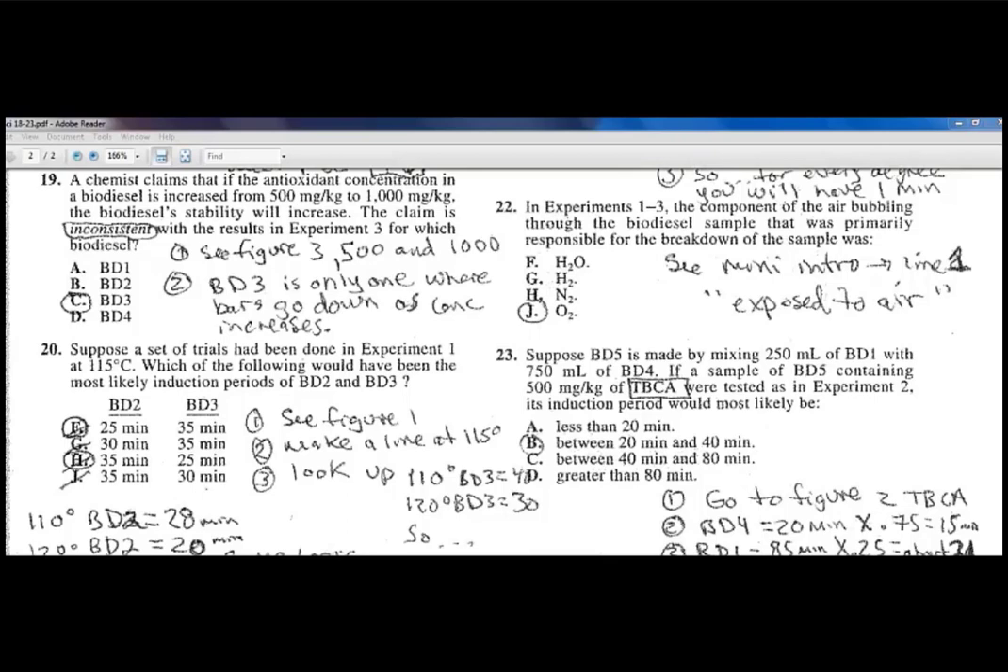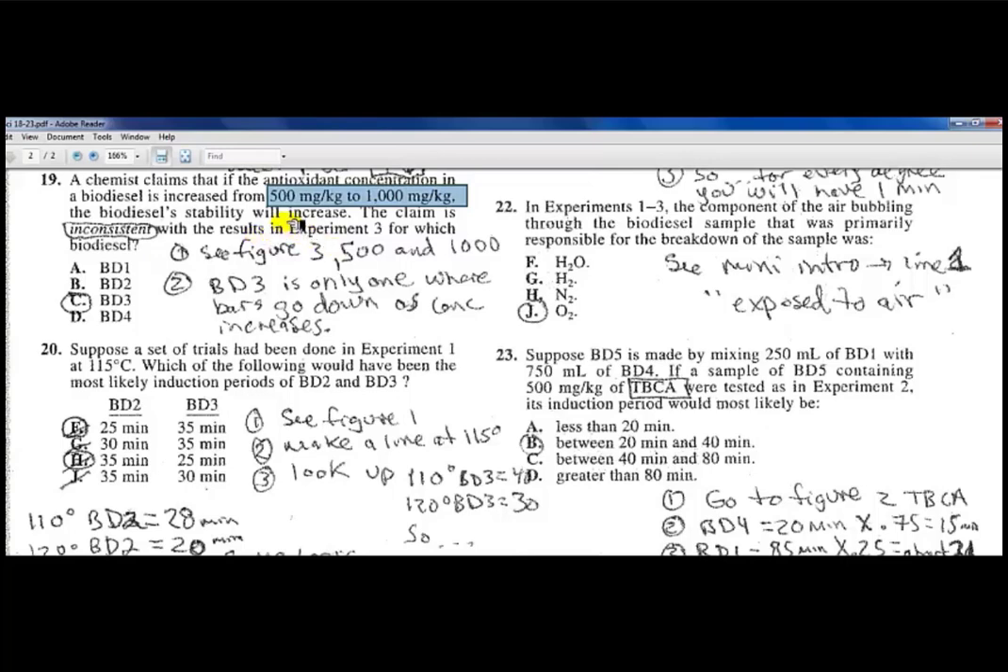Test 68C, Science, Practice Problem number 19. Number 19 says, a chemist claims that if an antioxidant concentration in a biodiesel fuel is increased from 500 milligrams per kilogram to 1,000 milligrams per kilogram, the biodiesel's fuel stability will increase. The claim is inconsistent with the results in experiment 3 for which biodiesel fuel?